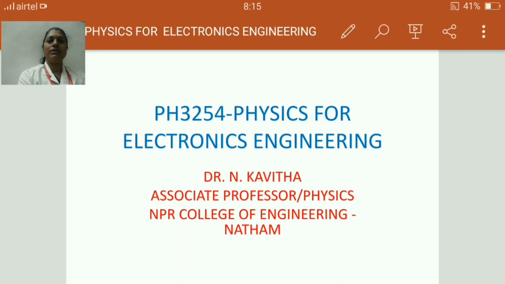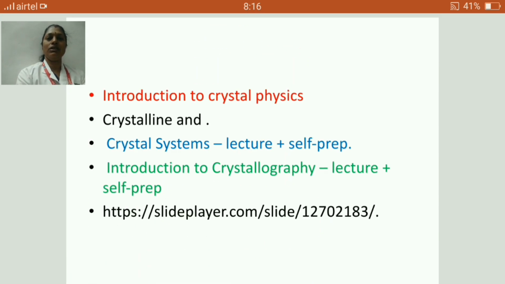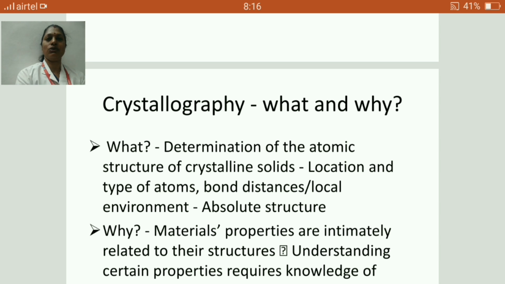Today we are going to discuss Unit 1 Crystallography in the subject code PH3254 Physics for Electronics Engineering. Before discussing the crystallography unit, what is the need to study crystallography?